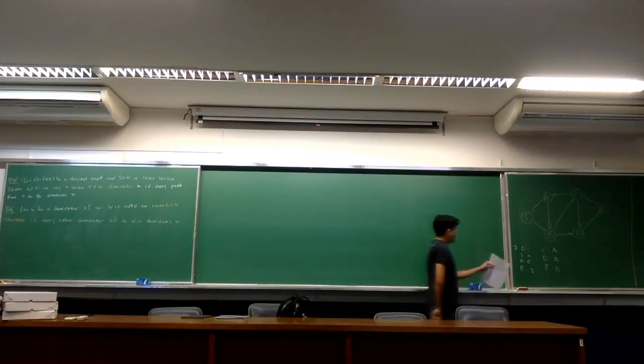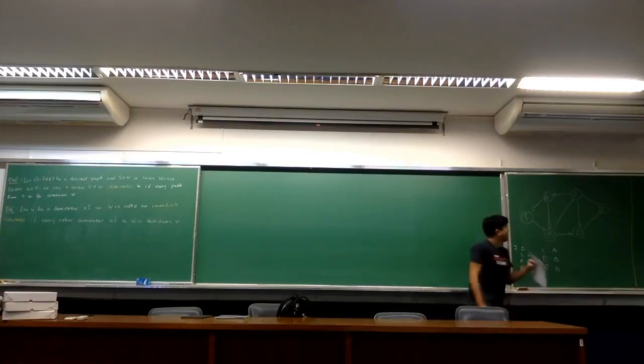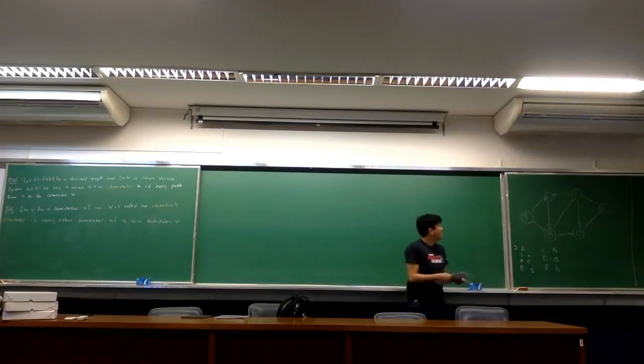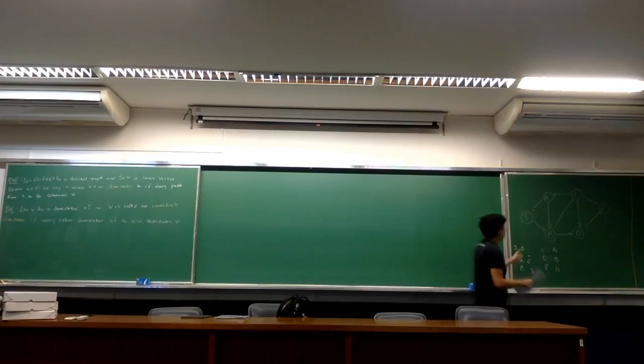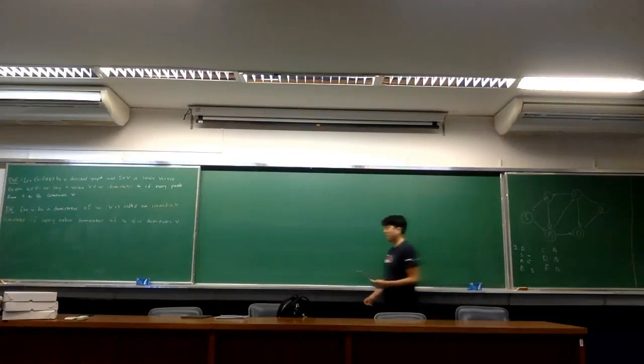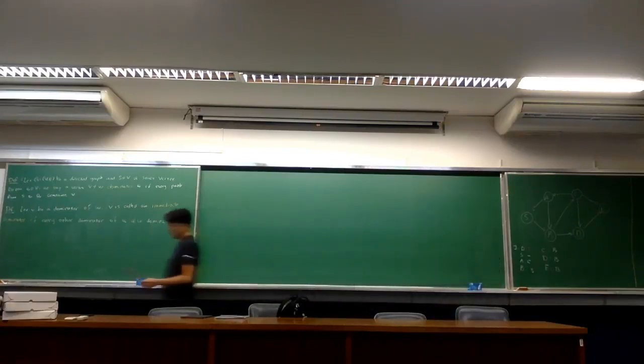So looking at this, you might start guessing that every vertex has at least one immediate dominator, which is true. I'm going to prove that. But more than that, every vertex besides the source vertex has exactly one immediate dominator. And that's a bit harder to prove. I'm going to prove both the statements.